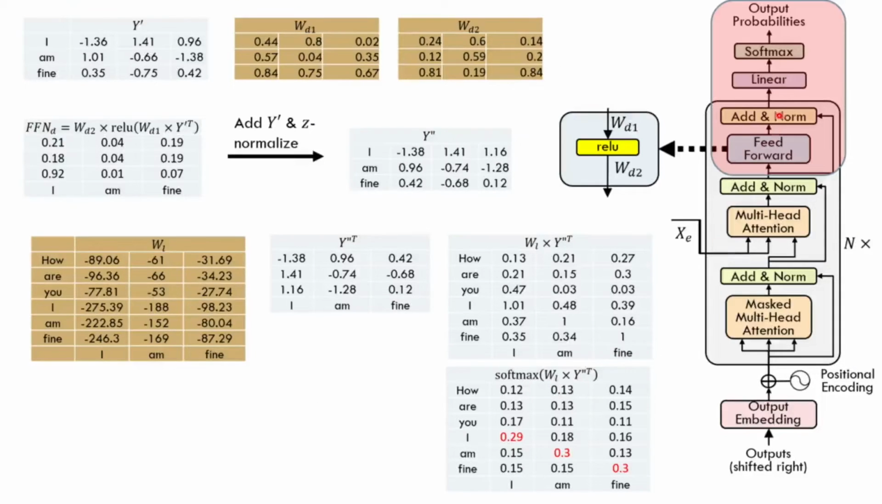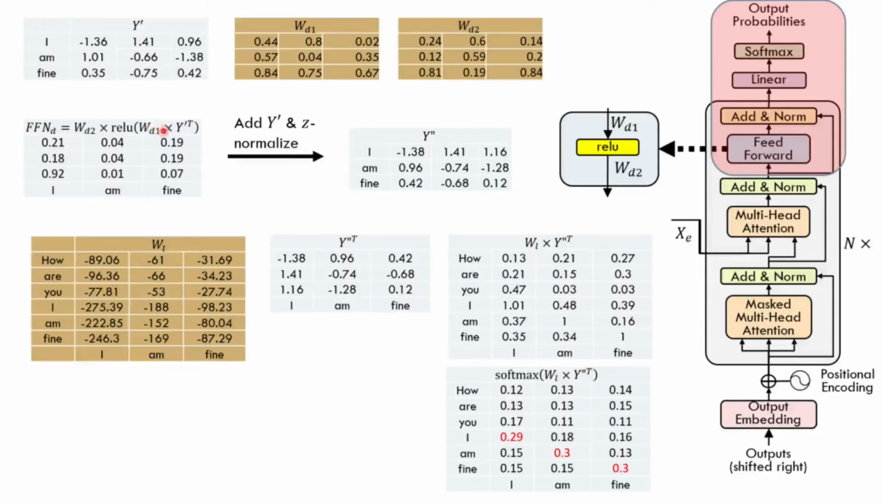So the next step is we provide the output to a feed forward network. There are two weight matrices, WD1, and it's passed through a ReLU function, and then the output is passed through another weight matrix, which is fed to this add and normalization layer. So this was the output that we got after the second multi-head attention layer and passing through the add and normalization. Assume these two other weight matrices, WD1 and WD2. Then we compute the feed forward layer in the decoder part.